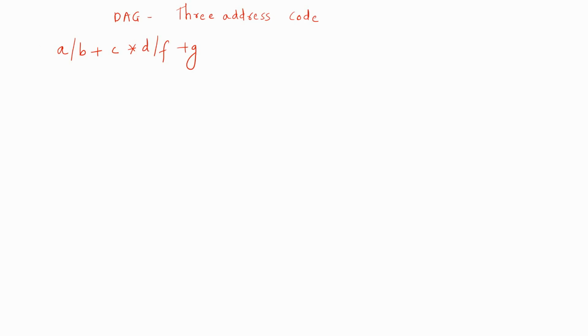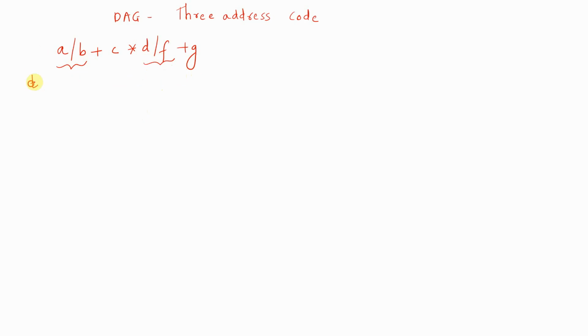In this video, let's understand how to represent a DAG for any given arithmetic expression using 3-address code. So, given any expression, the first step is to convert this expression into 3-address code statements. According to the precedence of operators, in this case, we will perform the division operation first.